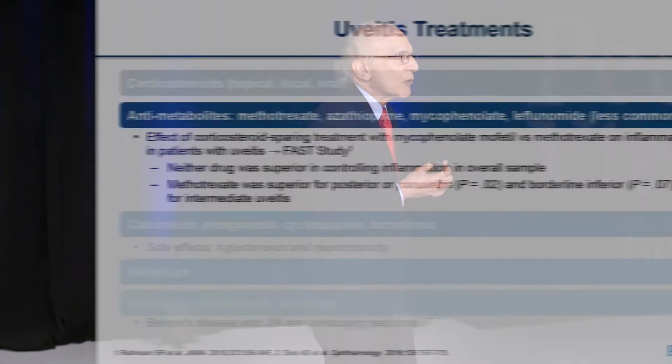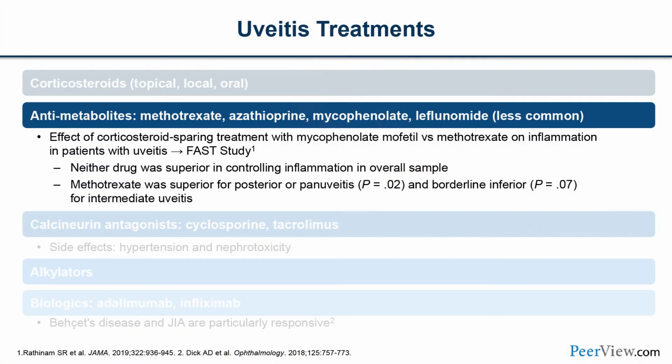Since I'm a rheumatologist and we use methotrexate so commonly for rheumatoid arthritis, methotrexate has been around since the 1950s. It's relatively inexpensive. It's relatively well tolerated. I usually use methotrexate as my go-to drug. I want to give a shout out to a study that Dr. Schuler participated in called the FAST study. It's especially a great study that compared the efficacy of methotrexate with the efficacy of mycophenolate in the treatment of patients with uveitis. It was a good enough study that it made JAMA.